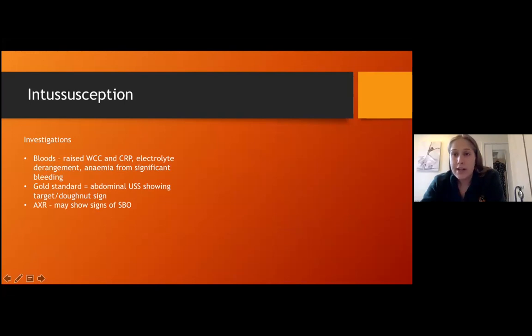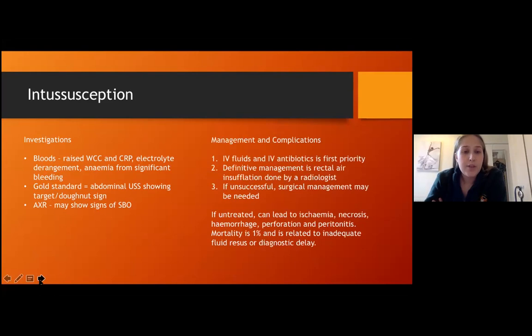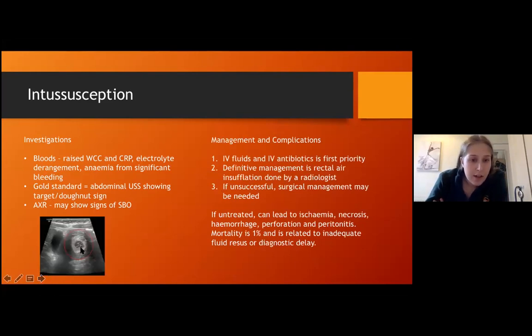So your gold standard investigation for this is an abdominal ultrasound, and that will show a sign which is sometimes called the target sign and sometimes called the donut sign. So I think I've got a picture of that there. If you see the red circles on there, they are showing you how it looks like a donut. You can also do an abdominal X-ray, which may show signs of small bowel obstruction, but obviously that could be any number of things, so that's not your definitive diagnosis.